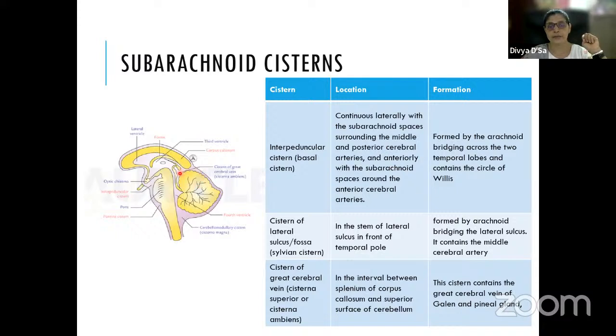Then we have one more, the cistern of the great cerebral vein, or cisterna ambiens. It is the interval between the splenium of the corpus callosum and the superior surface of the cerebellum. As the name says, it contains the great cerebral vein, as well as the pineal gland.